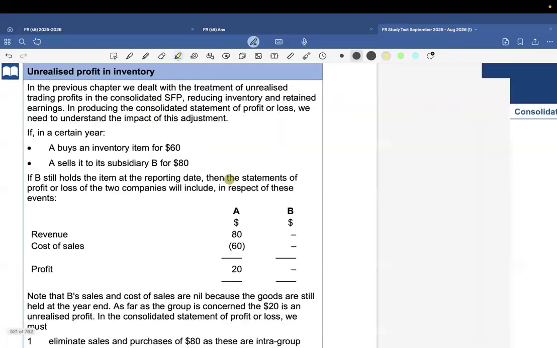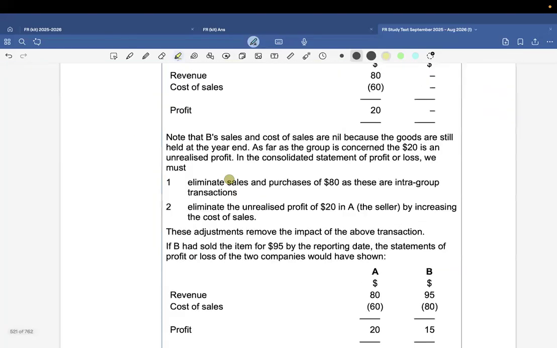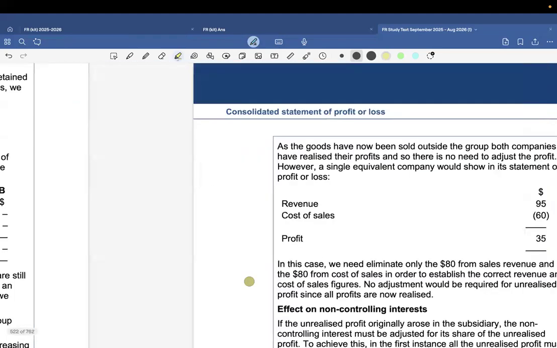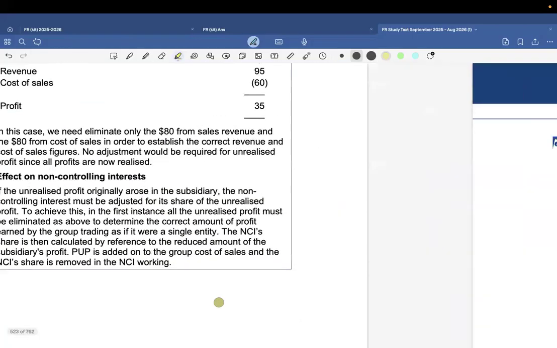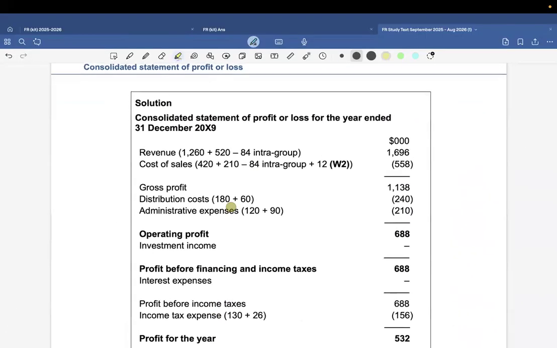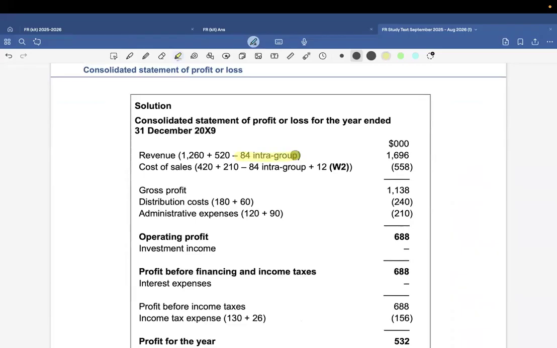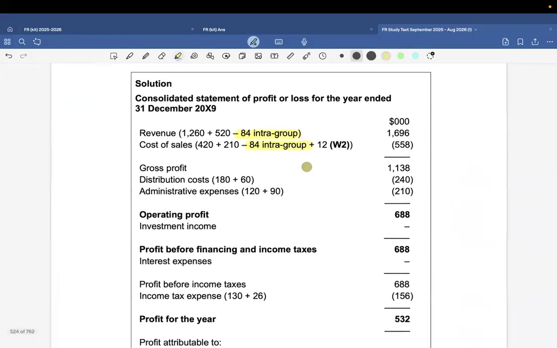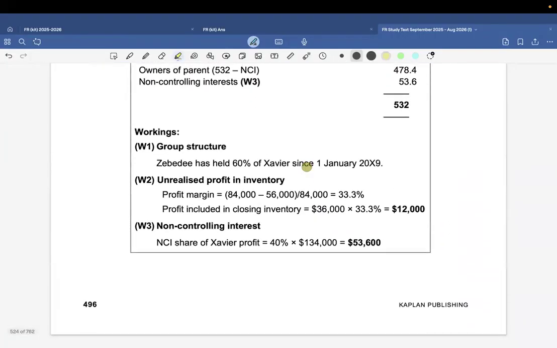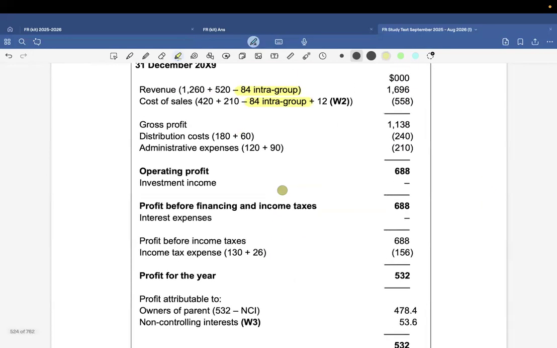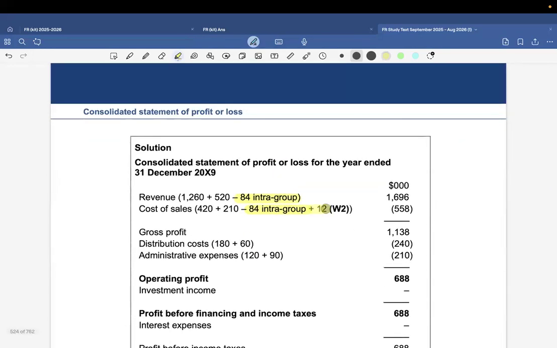Now, the SOFP details is just like what you have studied in the previous class. So in the SOPL, you see, any intra-group sale is being cancelled. Clear. And you see, in working note 2, we have a URP, right? So that particular URP would be added back.